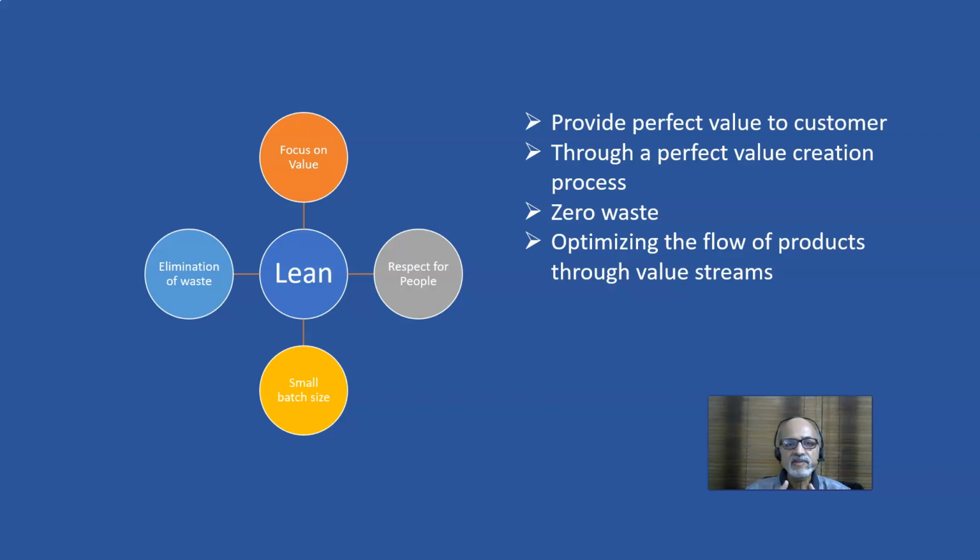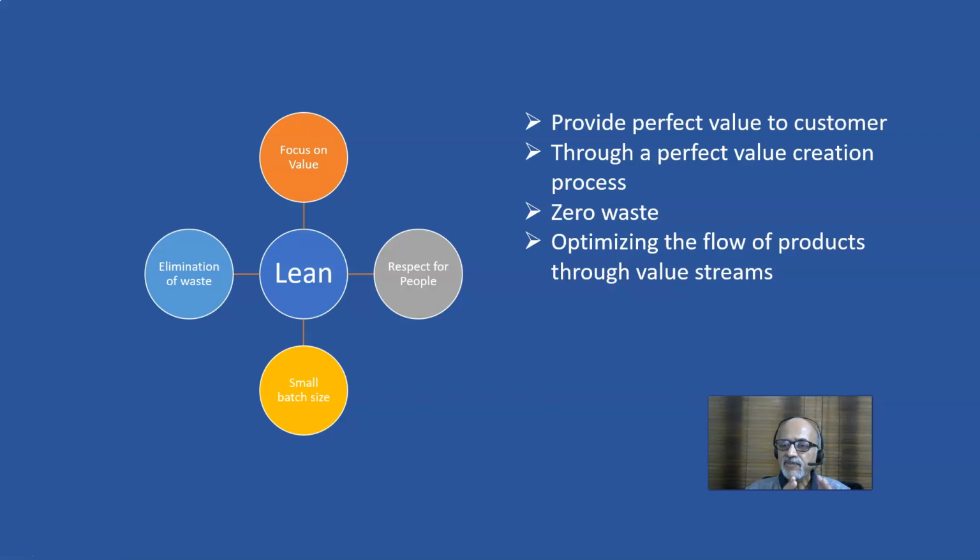So the value delivery is of paramount importance, respect for people, small batch sizes, and continuous focus on elimination of waste. So these are the pillars of lean manufacturing. To elaborate that further, lean manufacturing focuses on providing perfect value to the customer through a perfect value creation process which focuses on zero waste and optimizing the flow of products through the value stream.